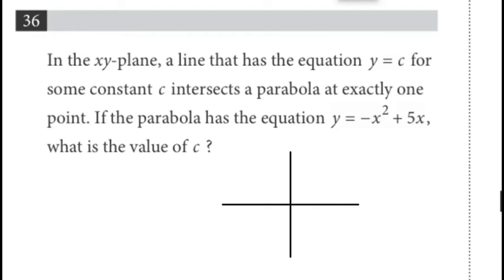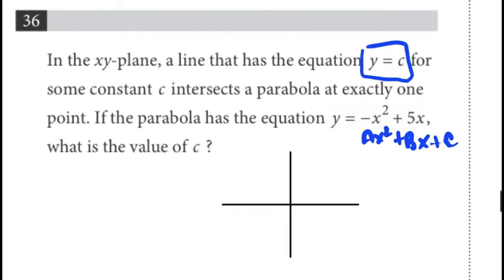Well, this equation is in standard form, which is ax squared plus bx plus c. And there is no c, which means c is 0. C is the y-intercept, so it'll hit the y-axis at 0, but that's not going to help us here. We need to find the value that crosses the parabola at exactly one point. And this is a line right here. Y equals c is the equation of a line.